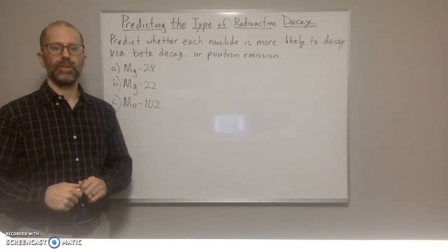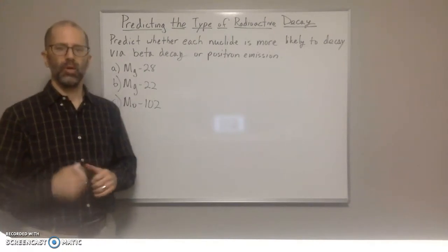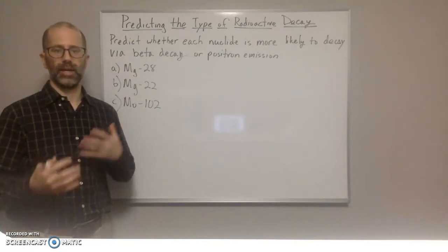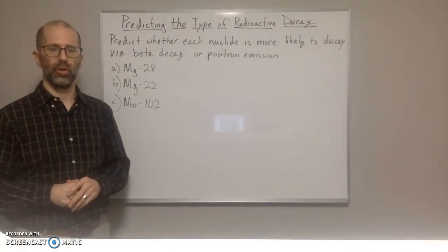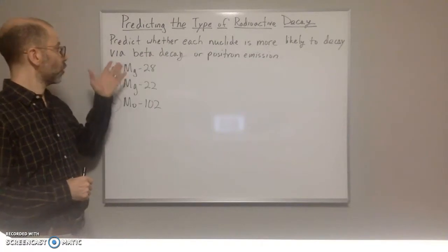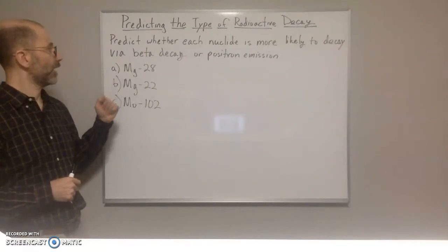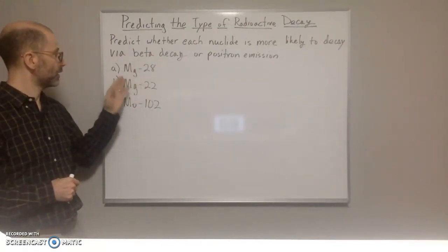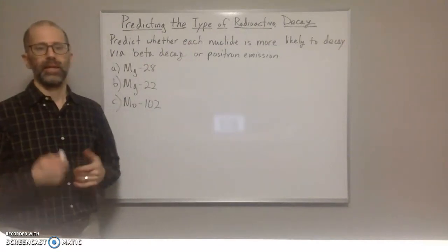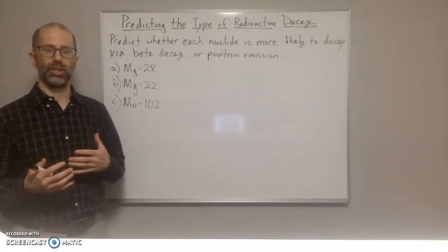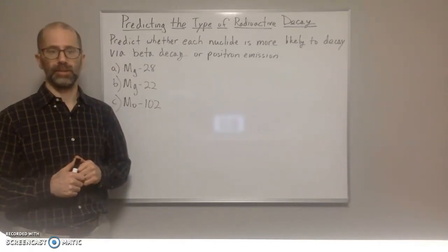My name is Mr. Cobalt, and in this video I'm going to be going over how you can predict what kind of decay an element or a nuclide is going to go through. I have three examples, and we're going to predict whether each nuclide is more likely to decay via beta decay or positron emission. This all comes down to the ratio of its neutrons to its protons.